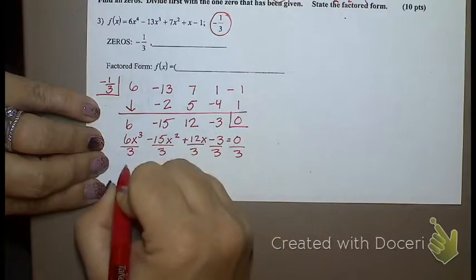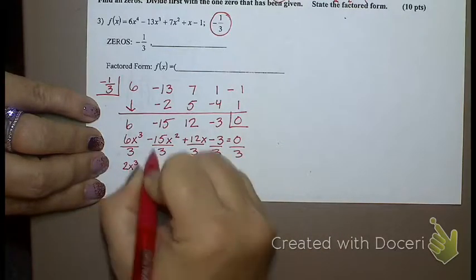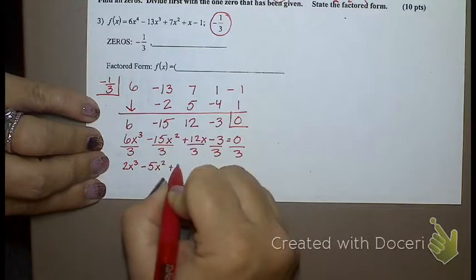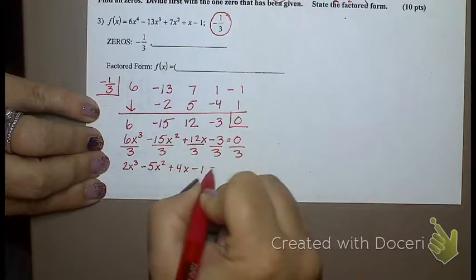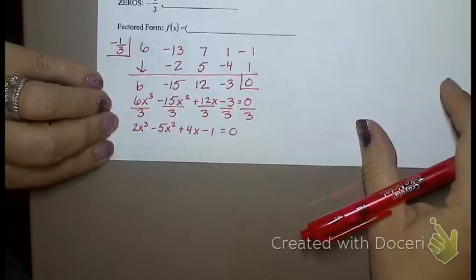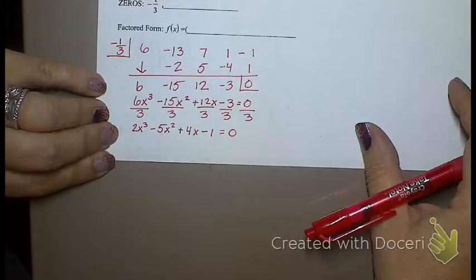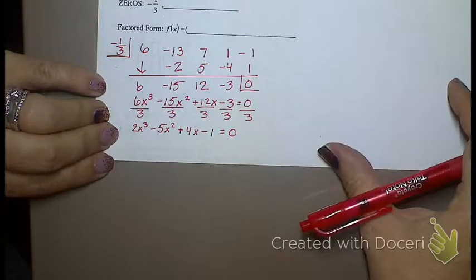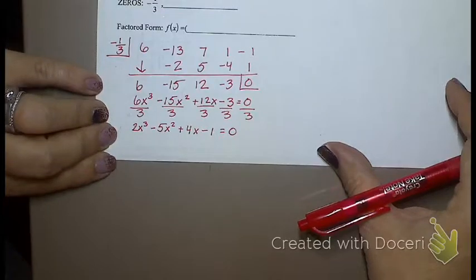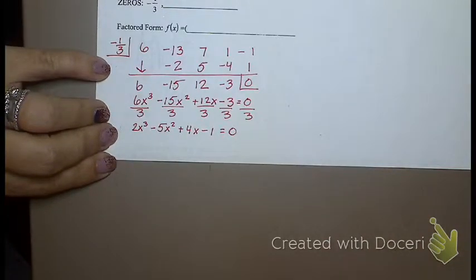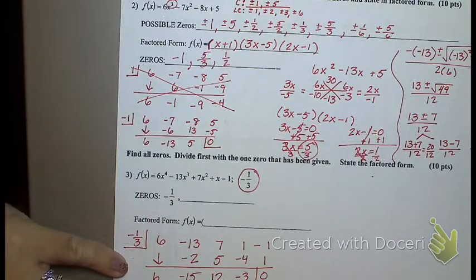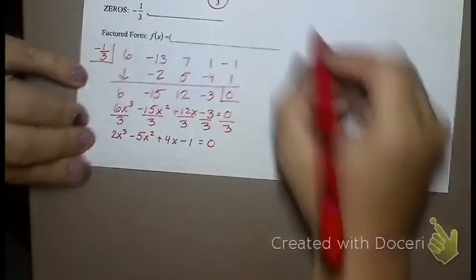And 6 over 3 is 2x cubed minus 5x squared plus 4x minus 1 equals 0. Can I use factoring? I don't know that I can. Now that it's reduced, I don't know that they would have anything in common. Okay, so what do I usually say to do? Start working through the list. We all know that positive 1 and negative 1 seem to be on every single list, don't they? So I'm going to start with positive 1.